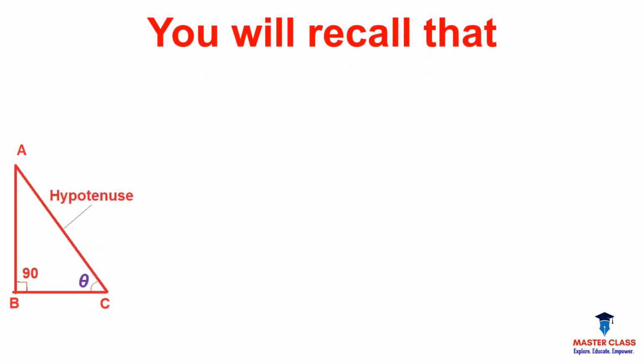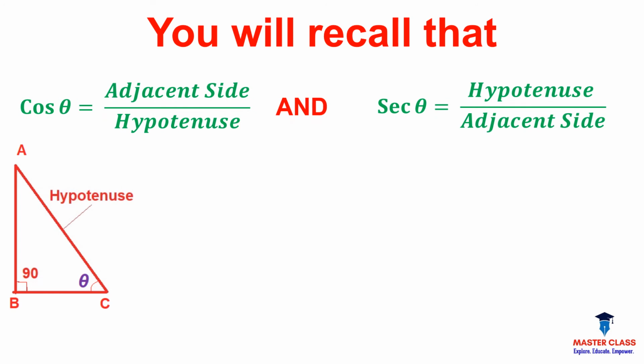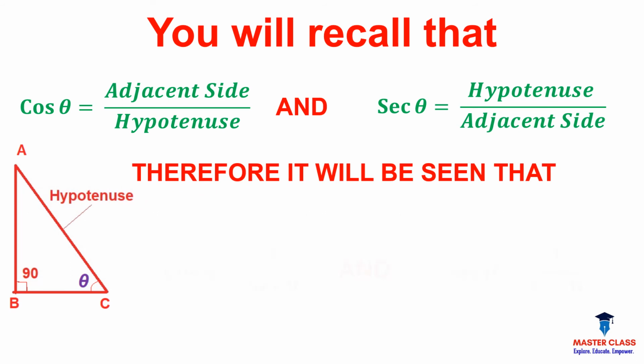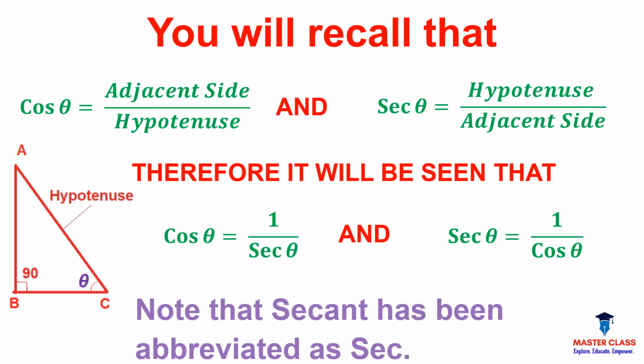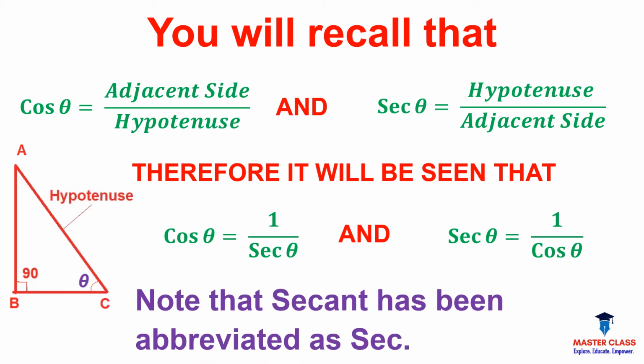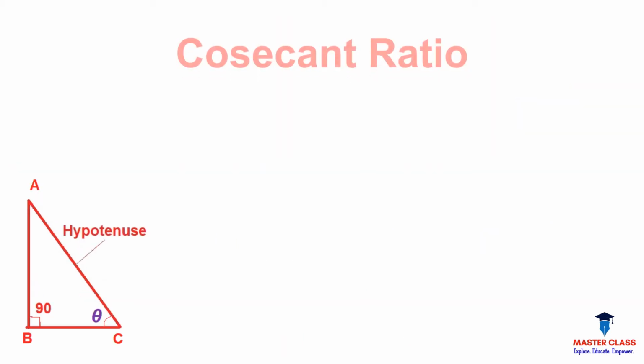You will recall that cos theta is equal to adjacent side upon hypotenuse, and we have just learned that secant theta is equal to hypotenuse upon adjacent side. Therefore, it will be seen that cos theta is equal to 1 upon sec theta, or sec theta is equal to 1 upon cos theta.